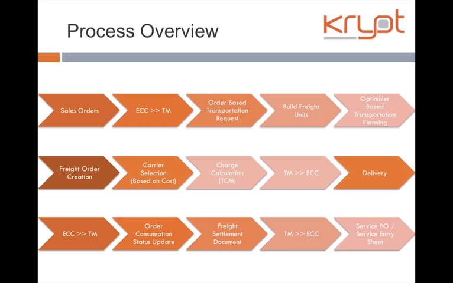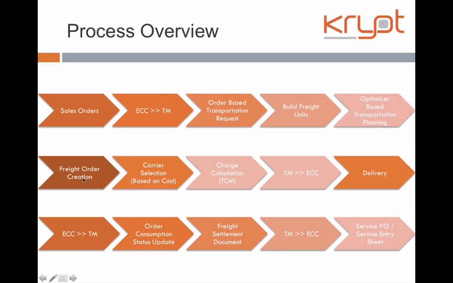Going back to the process overview, what we just saw in this demo is creation of 3 sales orders in ECC for 3 customers in Northern California, our plant being in Southern California, Los Angeles. These 3 sales orders were sent to the TM system, and they created an order-based transportation request, which in turn created freight units. And then you also saw optimizer based transportation planning, where these 3 sales orders were consolidated, and the optimizer proposed the multi-stop delivery method.